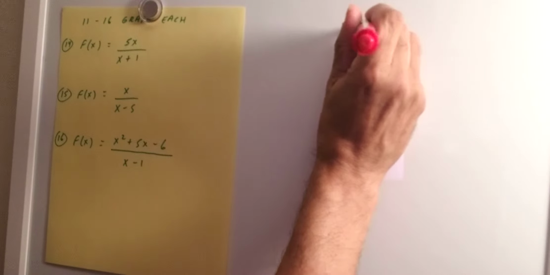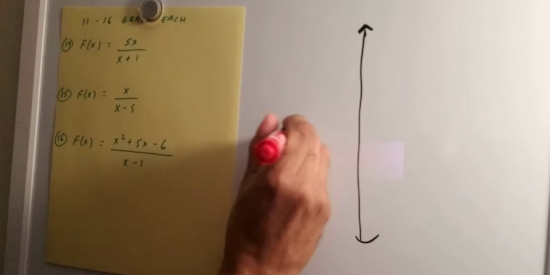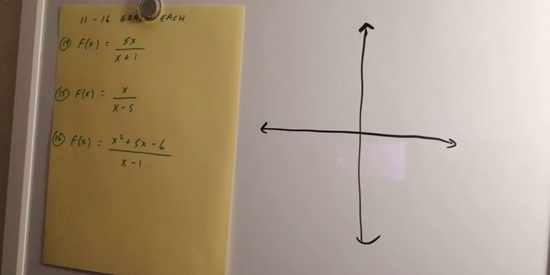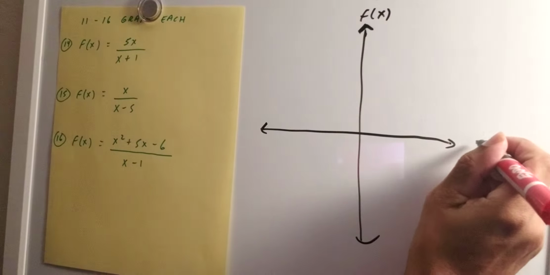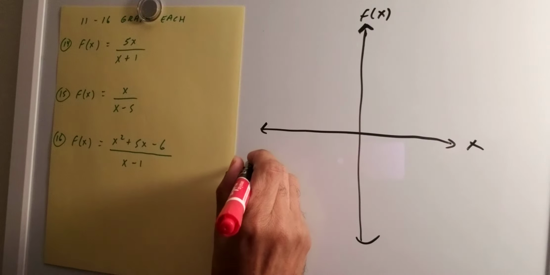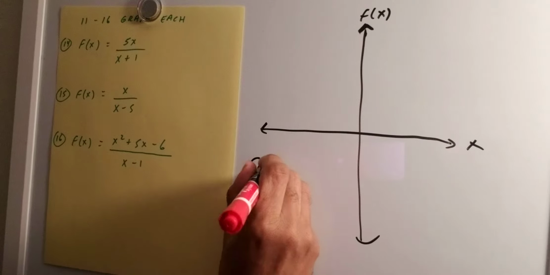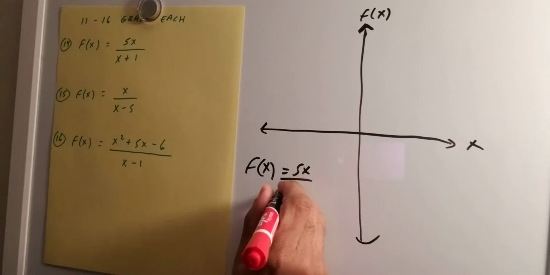Continuing with the review, problems 14 through 16, the instructions are to graph. We'll be sketching the graph. We want to highlight asymptotes. Okay, f of x equals 5x over x plus 1.